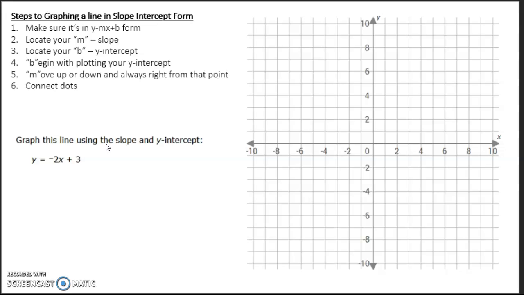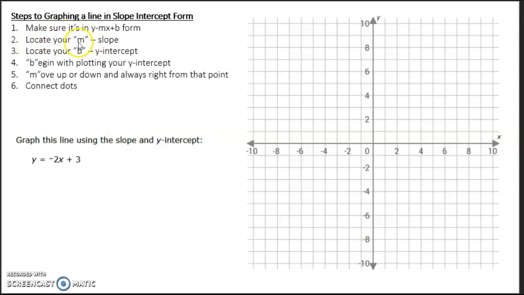So I know this looks like 6 steps. It looks pretty complicated, but I'm going to make it pretty easy. All right. So for this example, graphing in slope-intercept form. First, make sure it's in y equals mx plus b form. For this IXL, they will all be in y equals mx plus b form for you. So step 1 is always done.